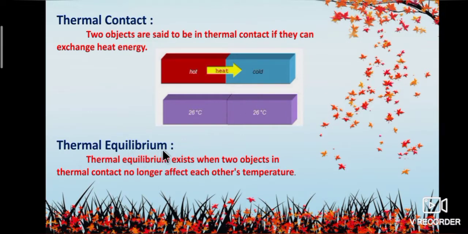What is thermal equilibrium? Thermal equilibrium exists when two objects in thermal contact no longer affect each other's temperature. That is, they have the same temperature. Once again I repeat, thermal equilibrium exists when two objects in thermal contact no longer affect each other's temperature.